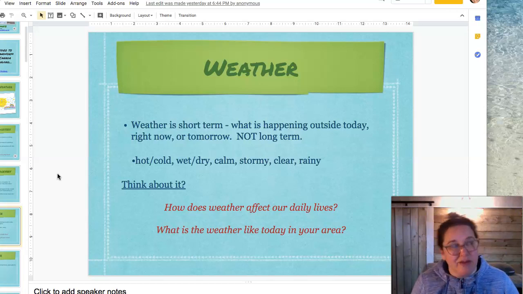Well, daily I might go, okay, I need a jacket today. Or daily I might be like, oh, I need to scrape the ice off my windows. Those are the smaller day-to-day things that affect our human systems.